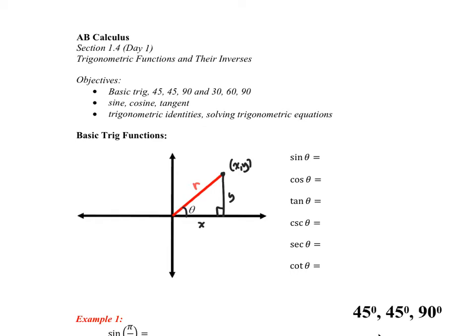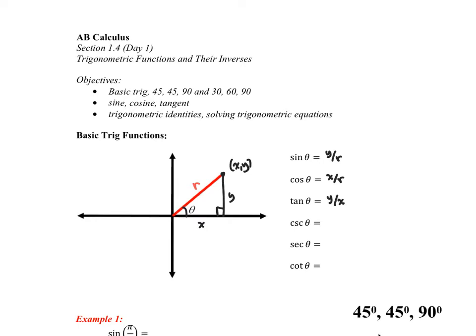So the sine would be the opposite over hypotenuse. So that would be opposite side over hypotenuse, y over r. Cosine would be adjacent over hypotenuse. Tangent would be opposite over adjacent. And then each of the subsequent functions beneath would be reciprocals of the ones above.